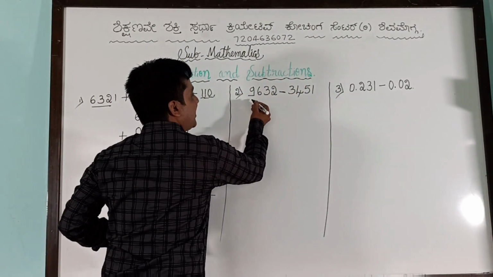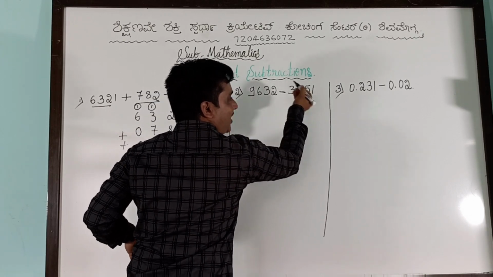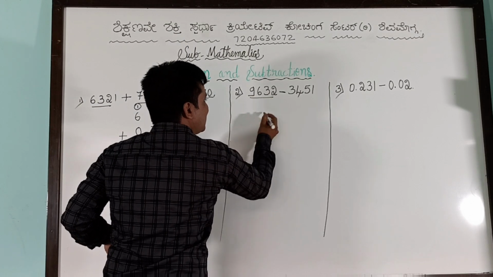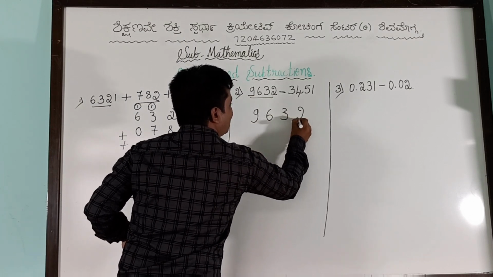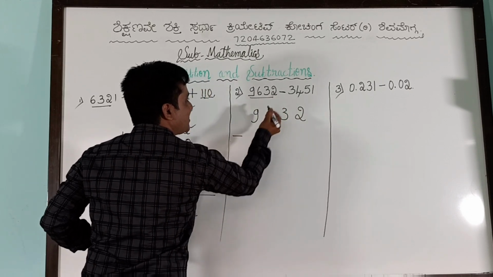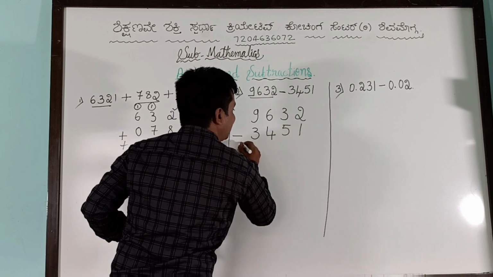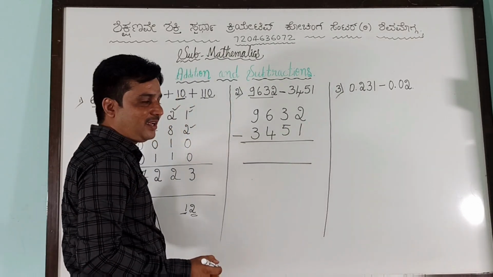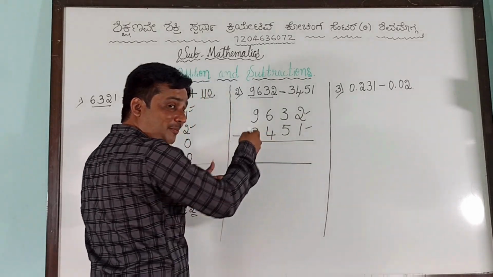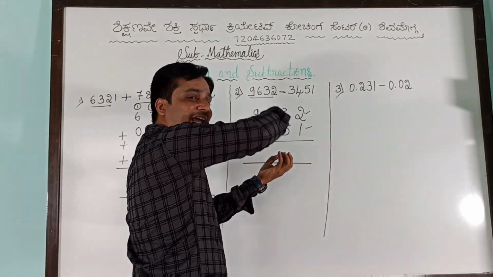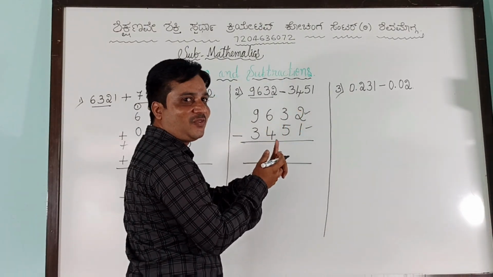Now, which is the greatest number here? 9632 minus 3451 is there. The greatest number is this one. Let's write 9632. Next, minus, 3451. According to their places we have written. Okay, now let's solve this one. 2 minus 1. Subtraction means to take away. Here 2 are there, we have to take away 1. So 1 is left, right?